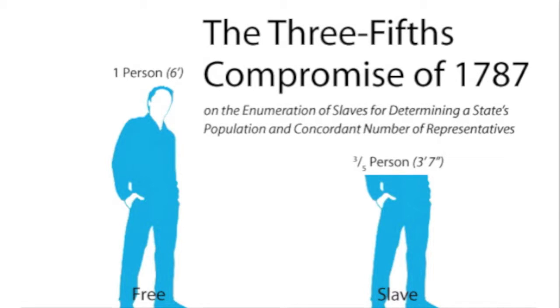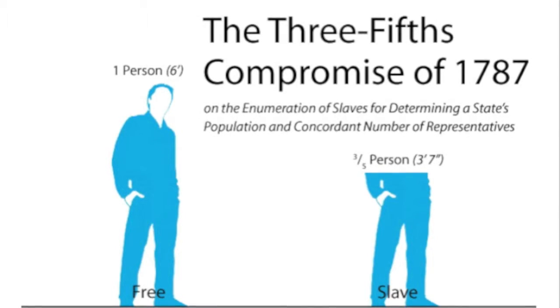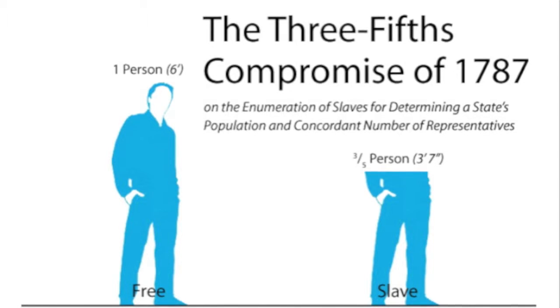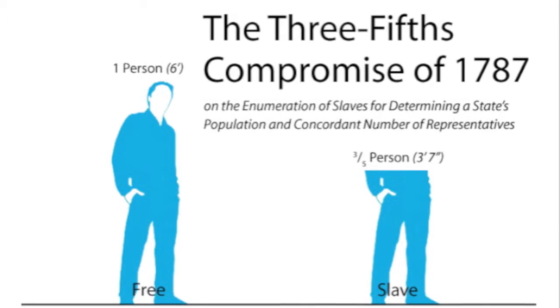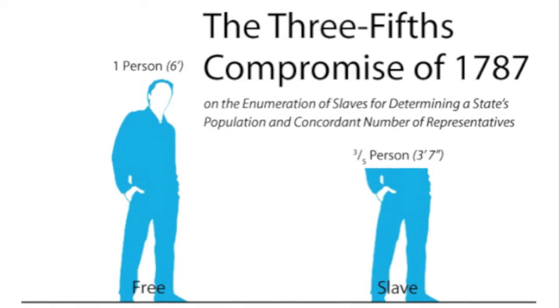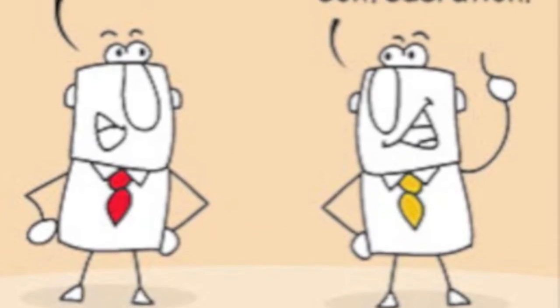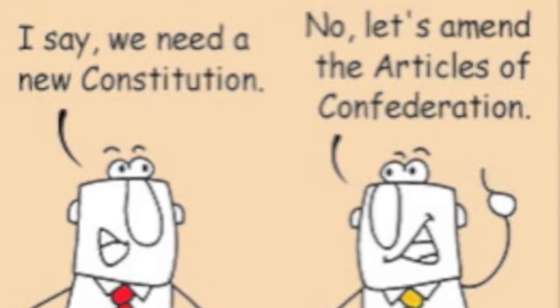The North viewed that slaves should not be counted towards population because they were defined as property. The South wanted slaves to count, to give the Southern states more representation in the government. The Three-Fifths Compromise settled this debate by allowing the slaves to be counted as three-fifths of a person for the purpose of population. There is also a debate between the Anti-Federalists and the Federalists.